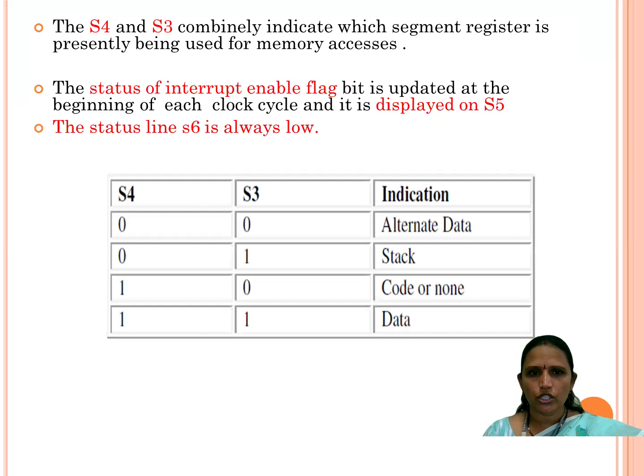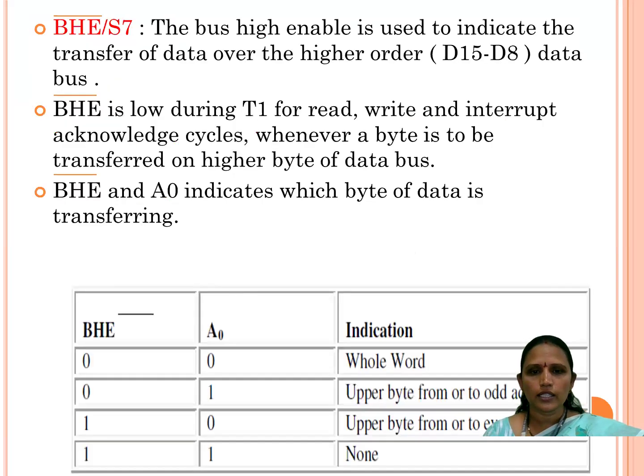So in the status lines, the overall operation is based on the two status lines, that is S3 and S4. Based on S3 and S4, it indicates alternate type of data, stack type, code, or data type of data. So these are the status lines.